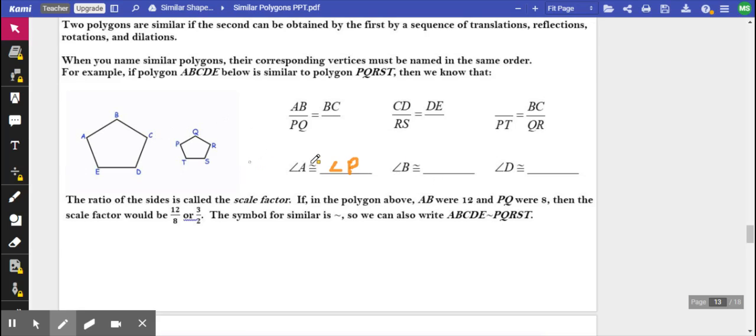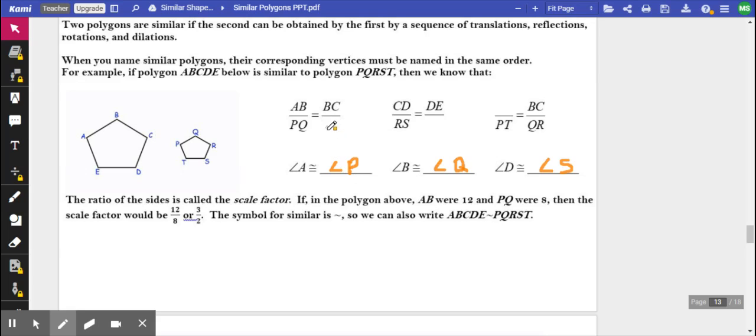So they are matching letters to each other. Then it would be angle B and angle Q. And then we'd have angle D would match to angle S. And these angles are all congruent if we are being told that the shapes are similar.